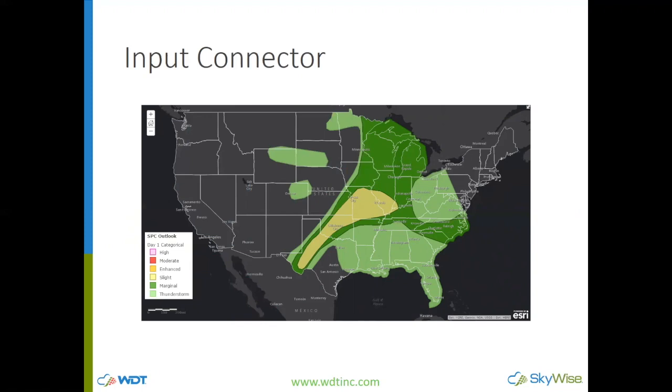And it's also supported 24/7 through our ArcGIS server infrastructure. So you can see there's a categorical risk of thunderstorms. Keep that in mind as we step through and try to intersect this with points. In this particular example, we're going to intersect them with points that show our WDT employees' home locations.